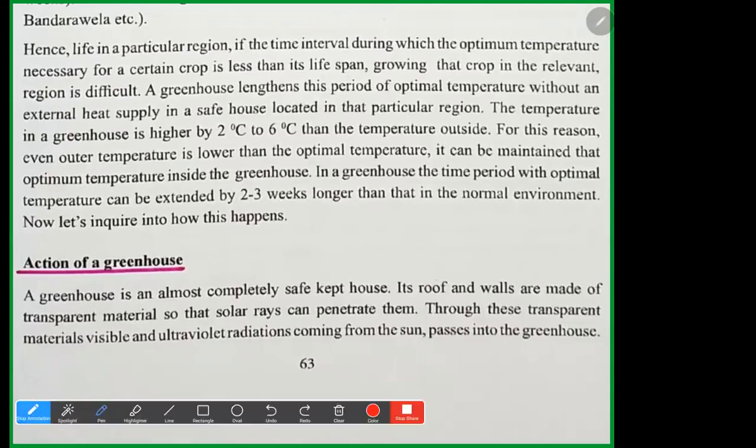A greenhouse is an almost completely safe kept house. Its roof and walls are made of transparent material. I think you guys have seen greenhouses. Even in Sri Lanka, they are using these wax cloths all around the greenhouse. Transparent material so that solar rays can penetrate in. Through these transparent materials, visible and ultraviolet radiation coming from the sun passes into the greenhouse.